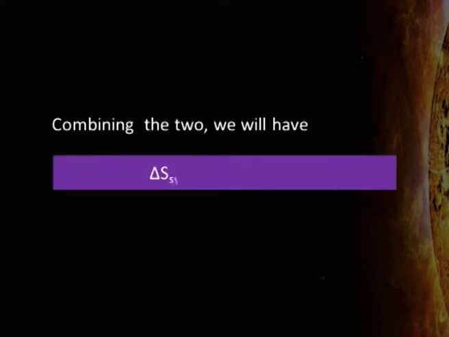Combining the two, we will have delta S system plus delta S surroundings greater than or equal to 0. Here, the equal to sign refers to a reversible process and the greater than sign refers to an irreversible process. This conclusion is of great importance because it helps us in deciding whether the process is spontaneous or not, that is, whether the process will take place of its own thermodynamically or not.